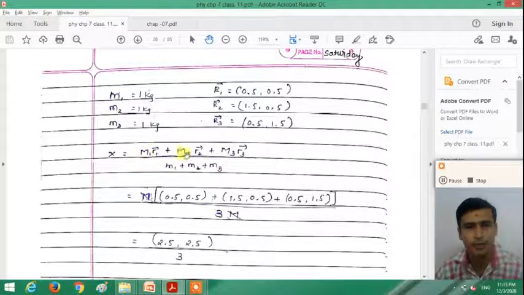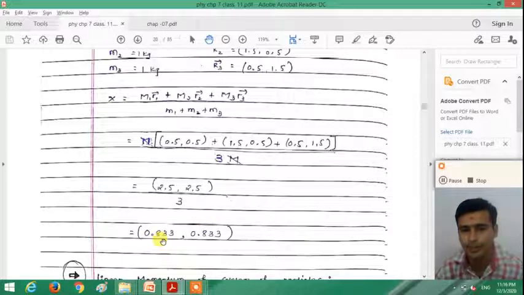So here m1, m2, m3 we take as 1. So 1 into (0.5, 0.5) plus (1.5, 0.5) plus (0.5, 1.5), divided by 3. So if you add the x coordinates, we get 0.5, 1.5 and 0.5, that is 2.5. If you add the y coordinates, you get 0.5, 0.5 and 1.5, we get 2.5, divided by 3. So dividing the x coordinate 2.5 by 3, we get 0.833, and the y coordinate 0.833.